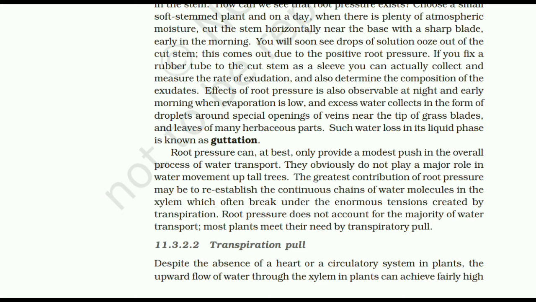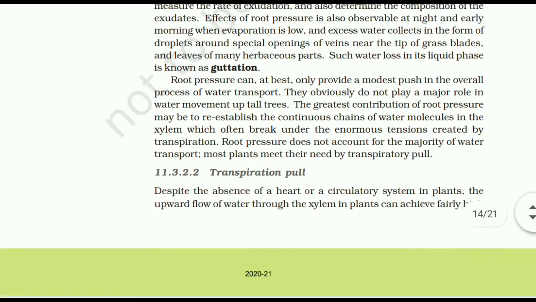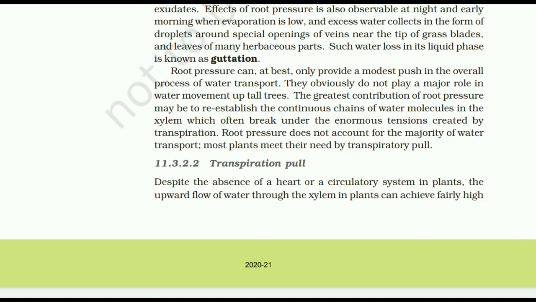Root pressure can at best only provide a modest push in the overall process of transport. It obviously does not play a major role in water movement up tall trees. The greatest contribution of root pressure is to re-establish the continuous chains of water molecules in the xylem, which often break under enormous tensions created by transpiration. Root pressure does not account for the majority of water transport. Most plants meet their need by transpiratory pull.